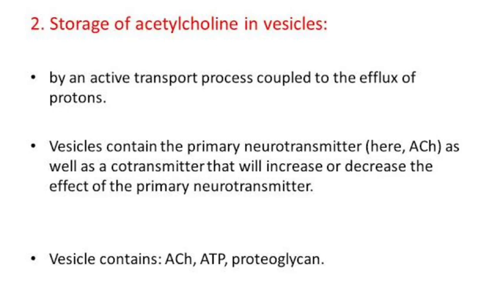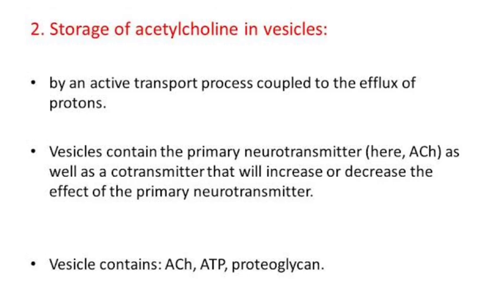The second step is the storage of acetylcholine in vesicles. The acetylcholine is packaged and stored in presynaptic vesicles by an active transport process coupled to the efflux of protons. The mature vesicles contain not only acetylcholine but also adenosine triphosphate and proteoglycan. ATP has been suggested to be a co-transmitter acting at prejunctional purinergic receptors to inhibit the release of acetylcholine or norepinephrine. Co-transmission from autonomic neurons is the rule rather than the exception.